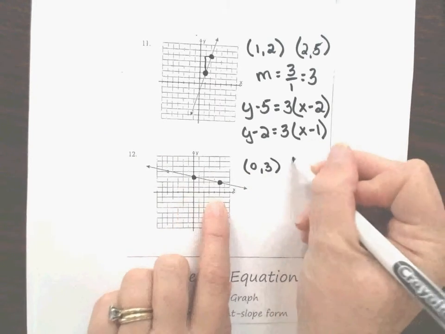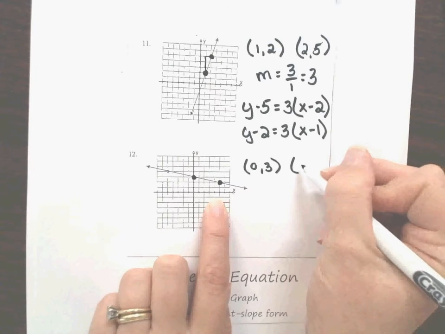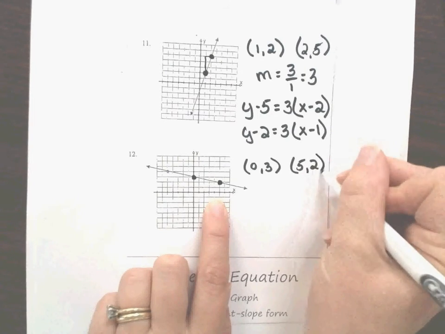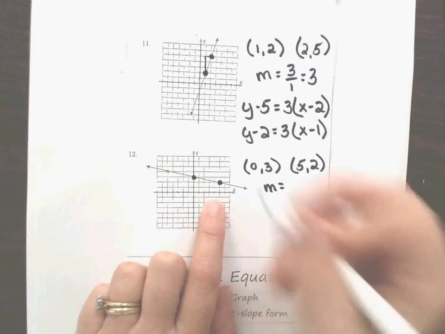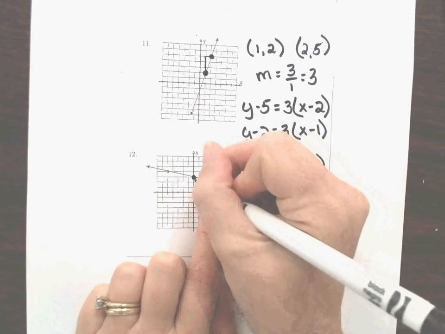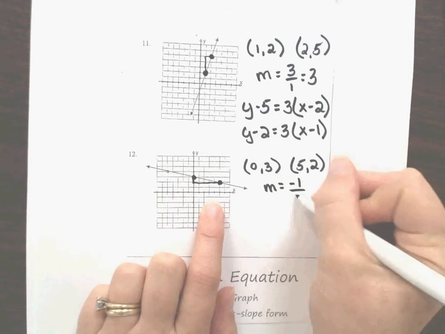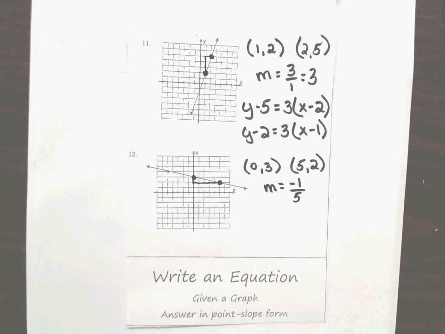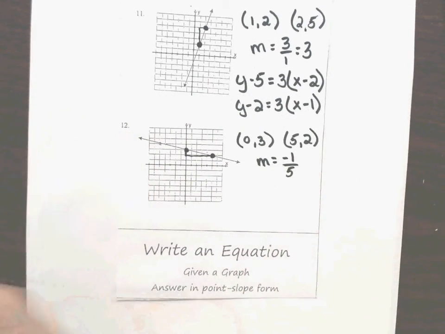Okay, on number 12, the first ordered pair is 0, 3, and the second ordered pair, I believe, is 5, 2, right? Or is it 6, 2? 5, 2? Okay. And you have a slope. Is this slope positive or negative? Negative. So this is down 1, so that's -1/5. Or you could have 1/-5. It's the same thing.